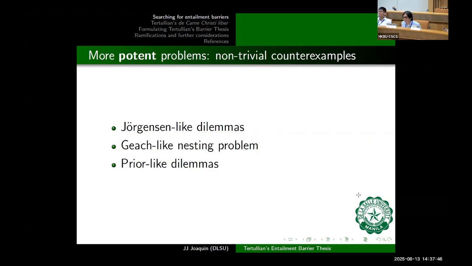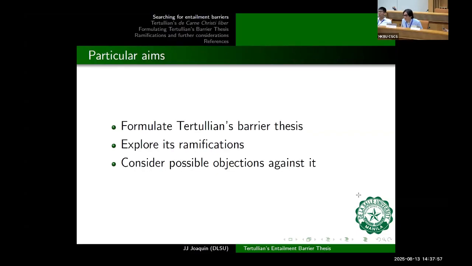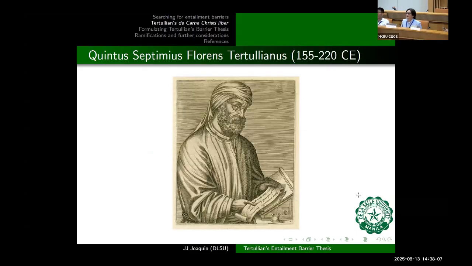I think there are more potent problems that we'll talk about later, like Prior-like dilemmas, Geach-like nesting problems, and Jorgensen's dilemmas, but we'll see them later. Now, my aim, as I've said, is to formulate the barrier, explore its ramifications, and consider some possible objections against it. So here's Tertullian.